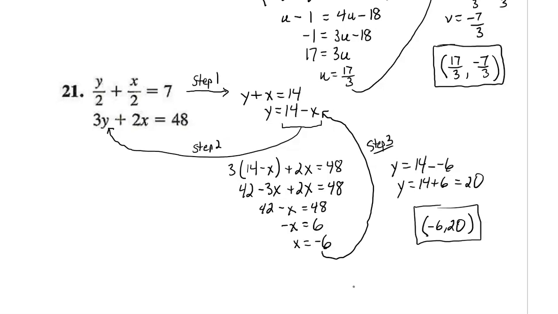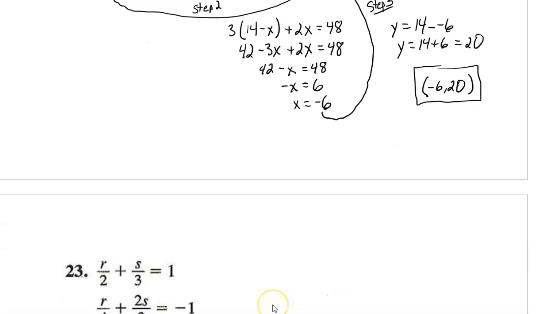Again, this seemed a little harder than some of the other ones, so this would be a good idea to check the answer. Take the negative 6, put it in for x, put the 20 in for y into those equations, and see if working them out actually makes a 7 and a 48. Or the other thing you can do is use a graphing calculator to check your answer.